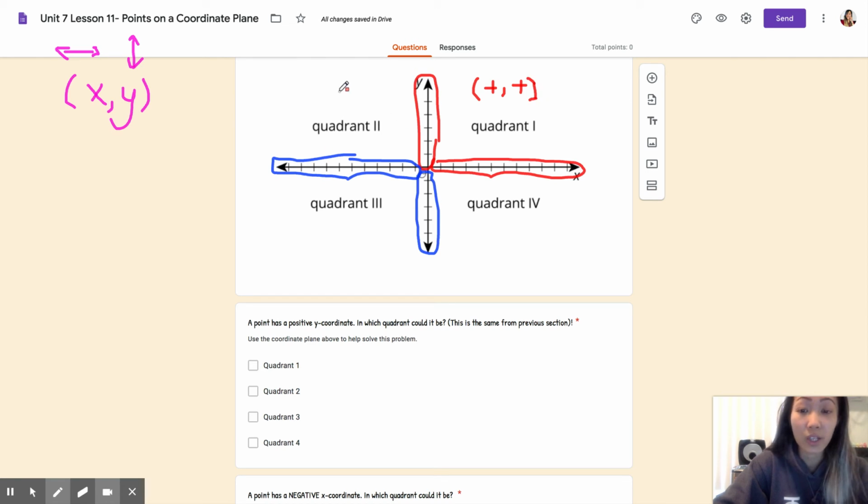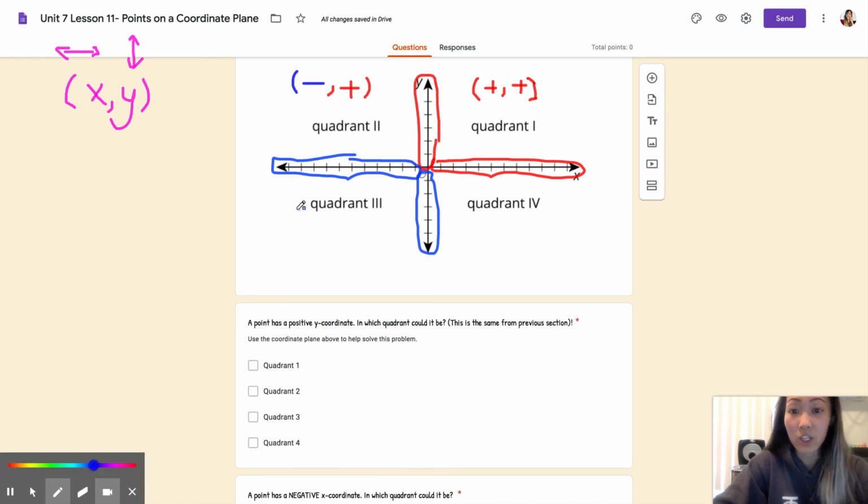All right, so for quadrant 2, I know that my x-axis is going to be what? It's blue, so it is negative. So I'm putting negative here. So what is going to be my y-coordinate? What is the y that is touching this coordinate? It's positive, right? Because it's going up. So this is going to be plus. So quadrant 2 is going to be negative, comma, positive. The x is going to be negative and the y is going to be positive.